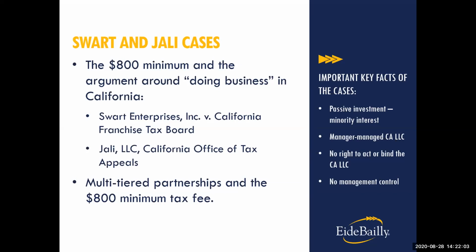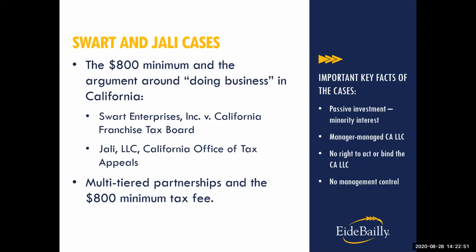And then in a subsequent case, Jolly, the taxpayer prevailed in this one as well. And what the Office of Tax Appeals found in that case is that this bright line test of 0.2% ownership is not enough to determine what's really going on. The Office of Tax Appeals is essentially saying you cannot set a bright line test of ownership at 0.2%. An owner may have a slightly bigger ownership interest, and in Jolly, I think it was 4.65% ownership, and the facts were similar. It was a member managed California LLC. Jolly did not have the right to act or bind the California LLC in transactions. They had no management control.